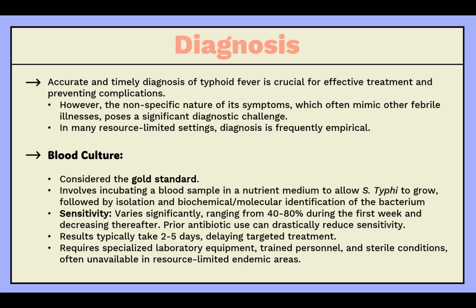The gold standard is blood culture. This involves incubating a blood sample to allow S. typhi to grow, followed by isolation and identification. Its sensitivity, however, varies significantly, ranging from 40 to 80% during the first week and decreasing thereafter, especially with prior antibiotic use. Results typically take 2 to 5 days, which can delay targeted treatment. It also requires specialized equipment and personnel.